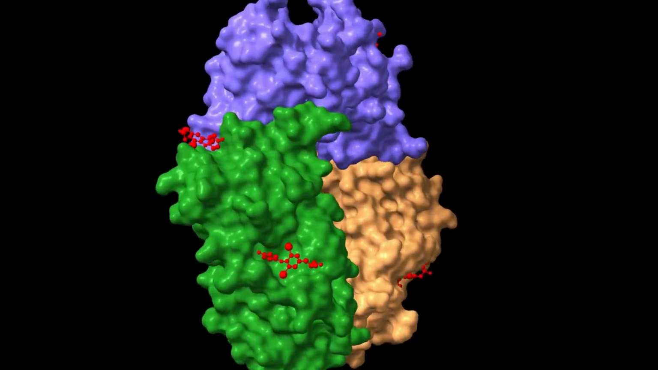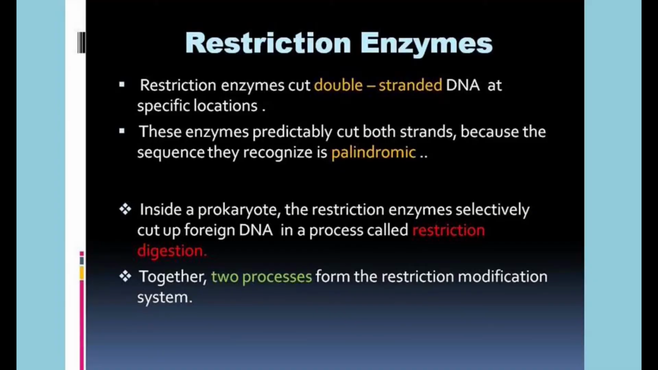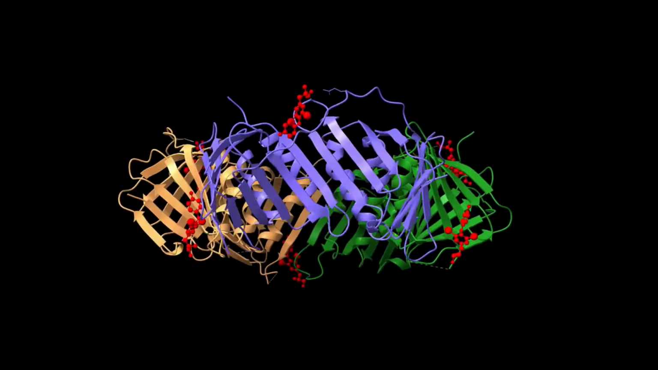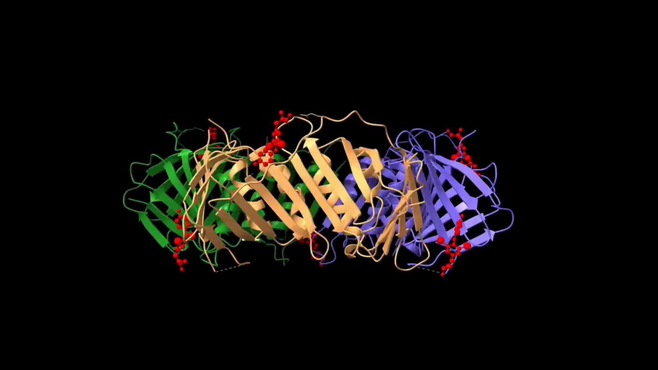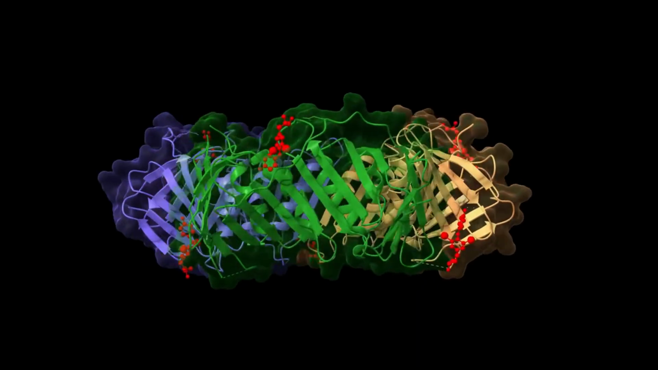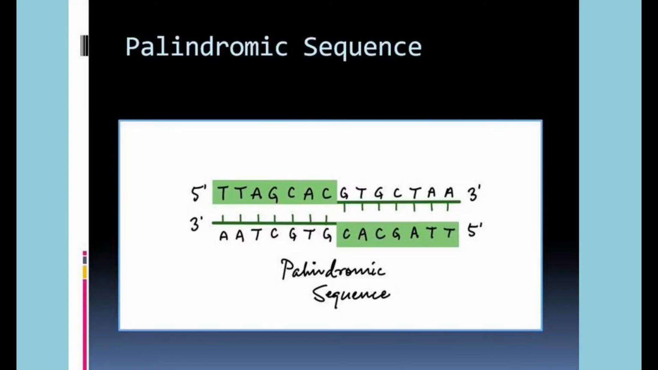The restriction enzymes cut the double-stranded DNA at specific locations, and these enzymes predictably cut both the strands because the sequence they recognize is palindromic. Inside a prokaryote, the restriction enzymes selectively cut up foreign DNA in a process called restriction digestion, and together this process forms the restriction modification system. And what is palindromic? We will discuss the palindromic sequence later, so stay tuned till the end of the video.